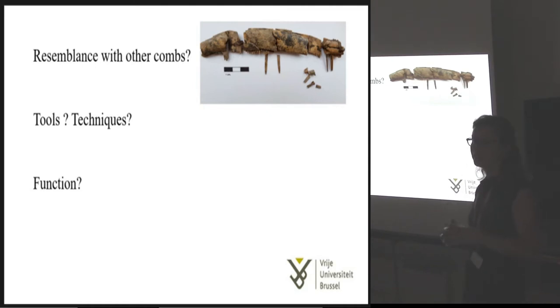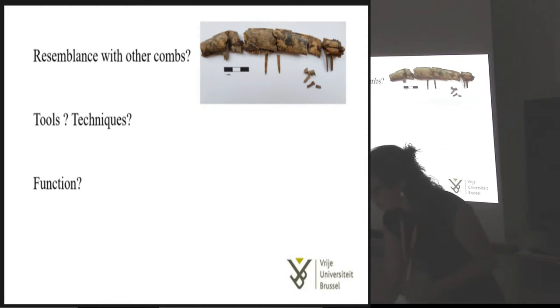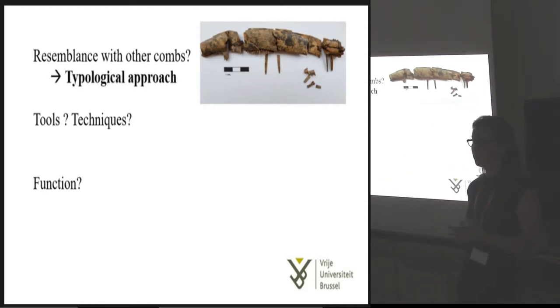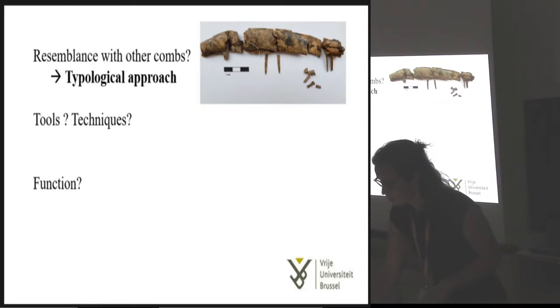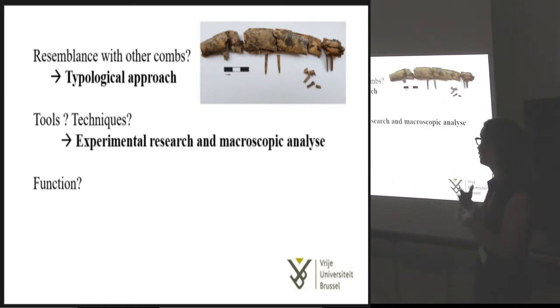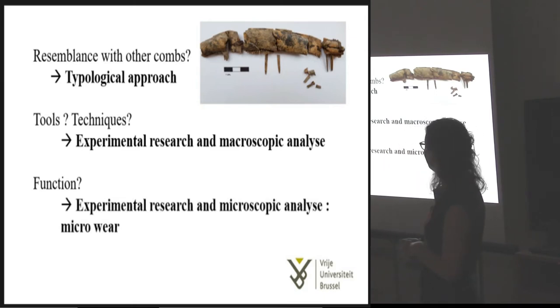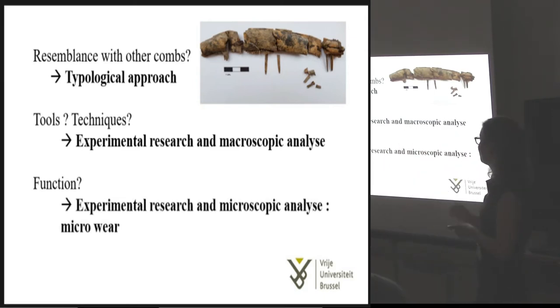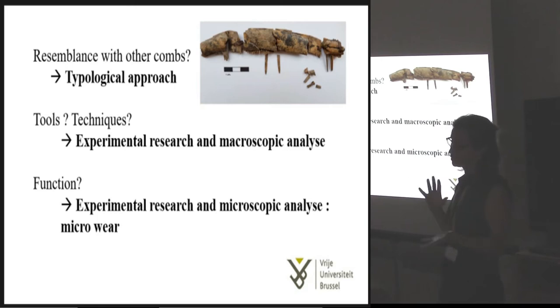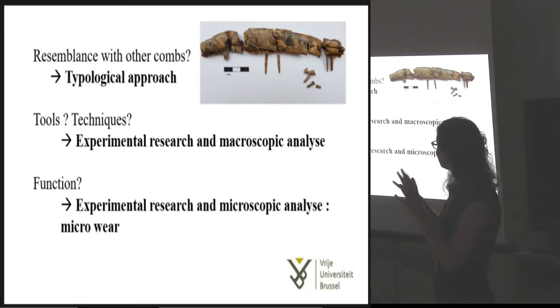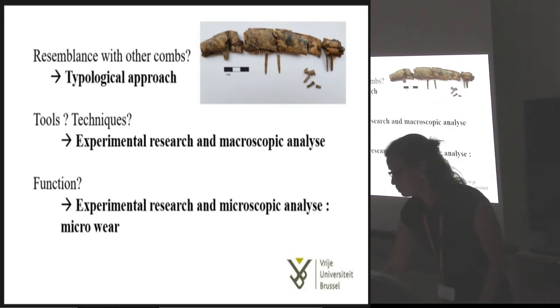There are different methods that we can use to answer these questions. First of all, the typological approach, the more traditional one. To know what tools they used, there is experimental research combined with a macroscopic analysis, so where you use your microscope. And at the end, for the function, we could see if we can use some microwear on it to know why the comb was used. In my research, I combined all those four methods together and saw if there was resemblance or not. These four methods were used in a chaîne opératoire.